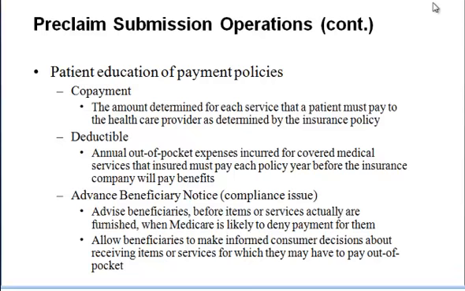ABN, or Advance Beneficiary Notice, advises the beneficiaries before services are provided when Medicare is likely to deny payment for those services. This allows those beneficiaries to make an informed decision about whether they really want to have the service or not, because that means they will more than likely have to pay for that service out of pocket.